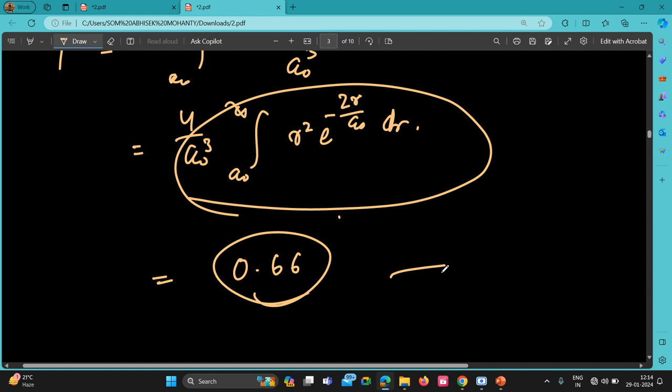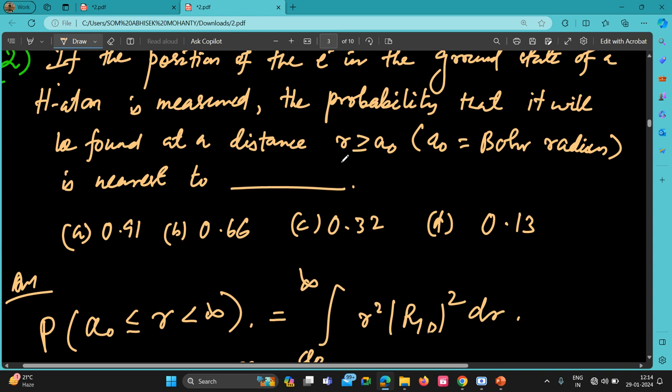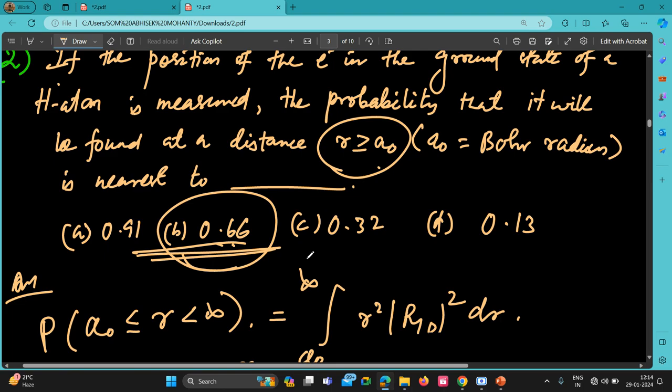That is 0.66. Just remember, the probability of finding the electron at r greater than or equal to a naught, if the ground state is asked, then the answer should be 0.66. It's better to remember this, because it's very hard to solve this integration now and put the answer. Okay, better to remember this.